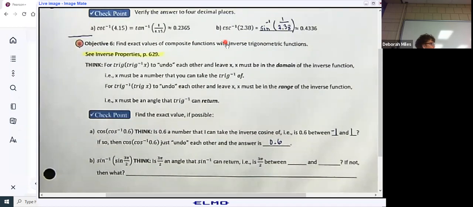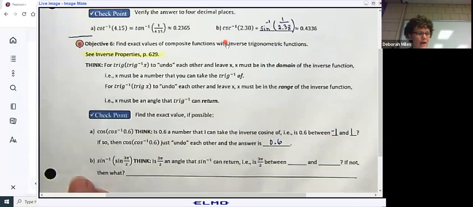Now, if every problem was just like that, then the whole previous discussion was unnecessary. We could just, whenever we see trig and inverse trig next to each other, cancel them out. Well, it's not always that easy. Let's see why it's not.